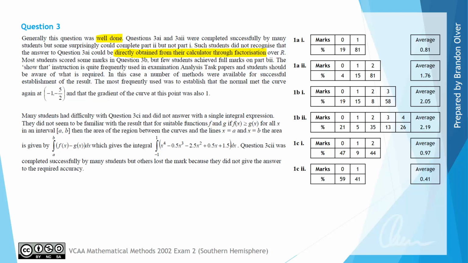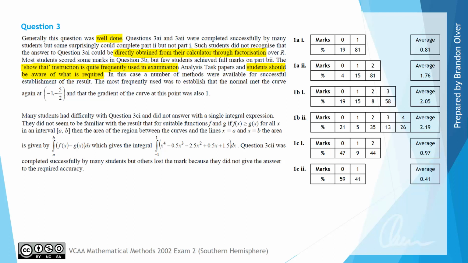Most students scored some marks on question 3B, but few students achieved full marks on the second part. The 'show that' instruction is quite frequently used in examinations, and students should be aware of what is required for such a question. In this case, a number of methods were available for successful establishment of the result. The most frequently used was to establish that the normal met again at the point -1, -5/2, and that the gradient of the curve at that point was also 1. So that's the process that we did on that previous slide.